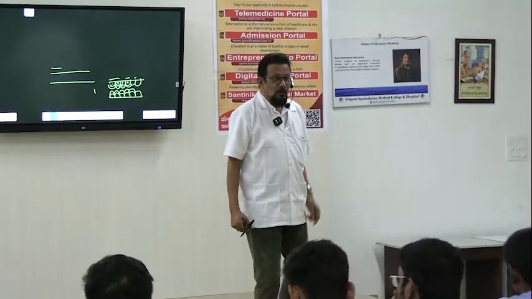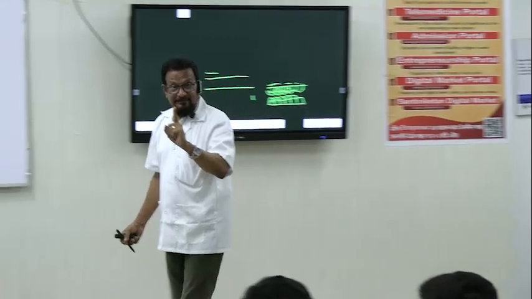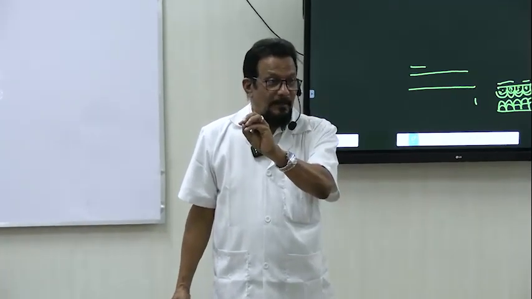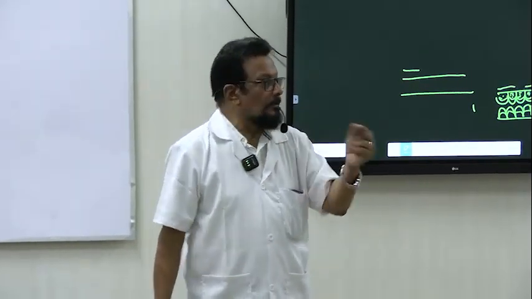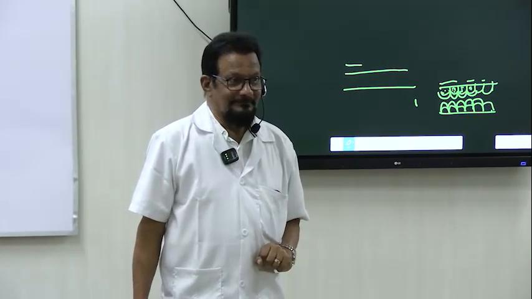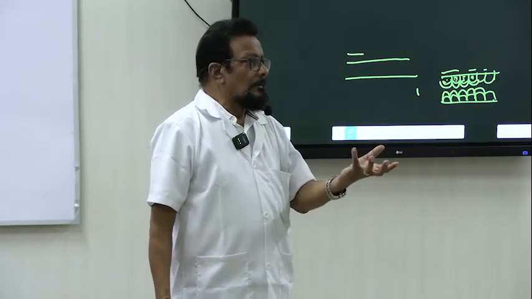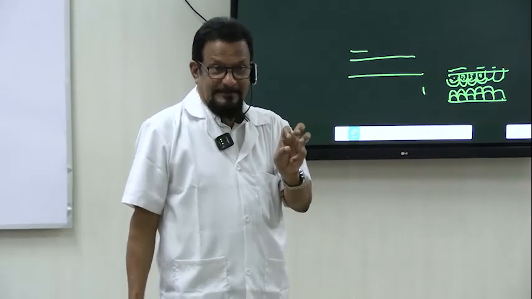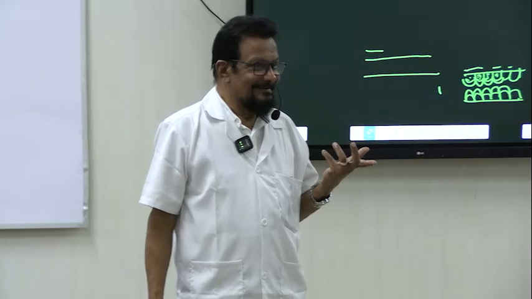Question number 2. What would have happened if hemoglobin, instead of being within the RBC, were present in plasma? In that case, what would happen? Like plasma proteins, hemoglobin, this 14 gram per 100 ml, is kept within the plasma. What may happen? What may be the consequence? You have to give me the answer.